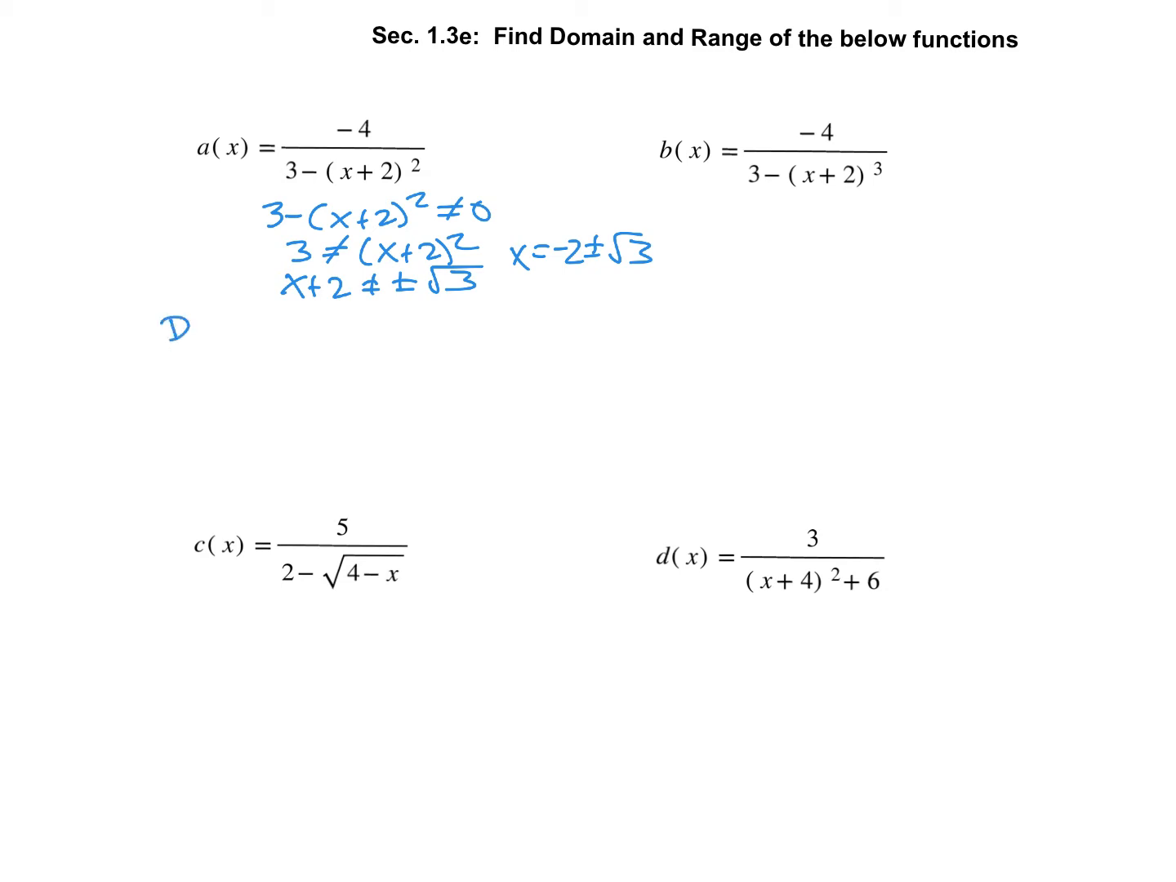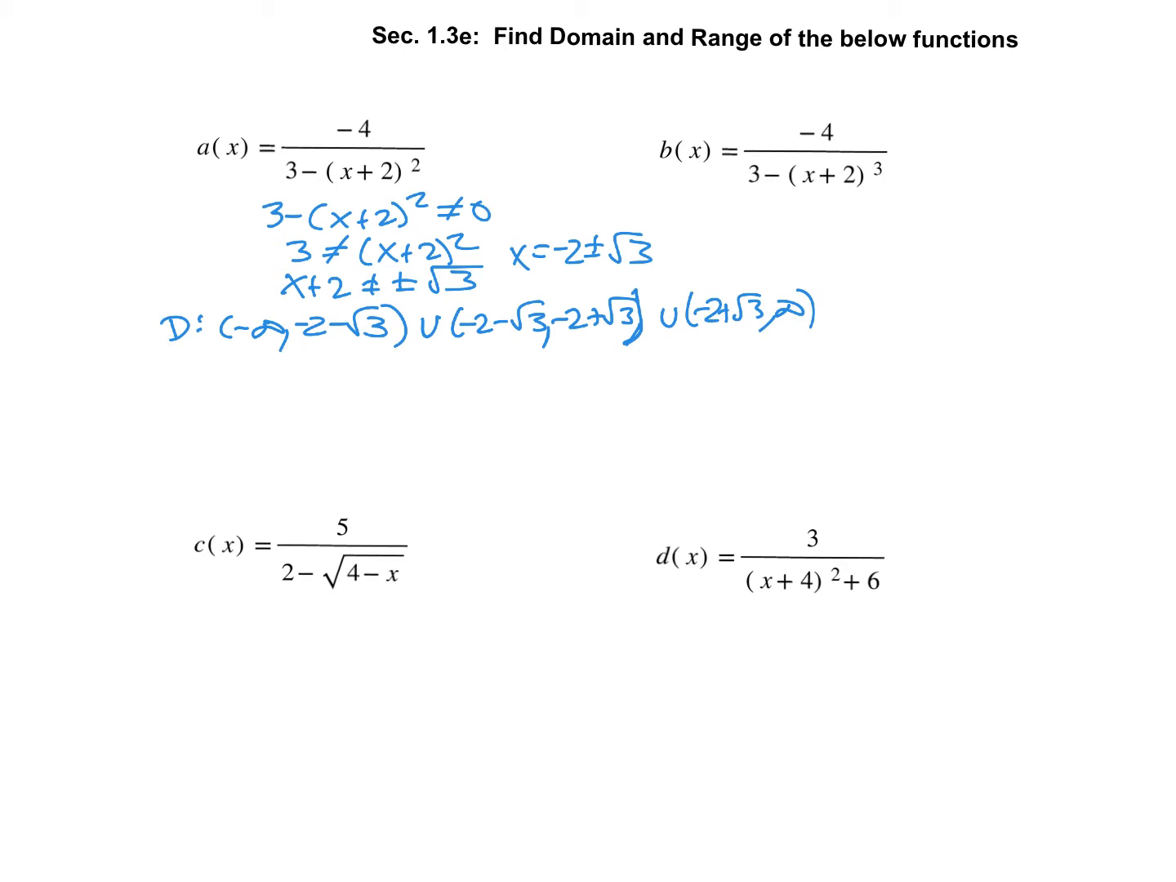So writing that, I've got domain negative infinity to negative 2 minus root 3, union negative 2 minus root 3 to negative 2 plus root 3. Oops. Union negative 2 plus root 3 to infinity. Okay, so that's the domain.